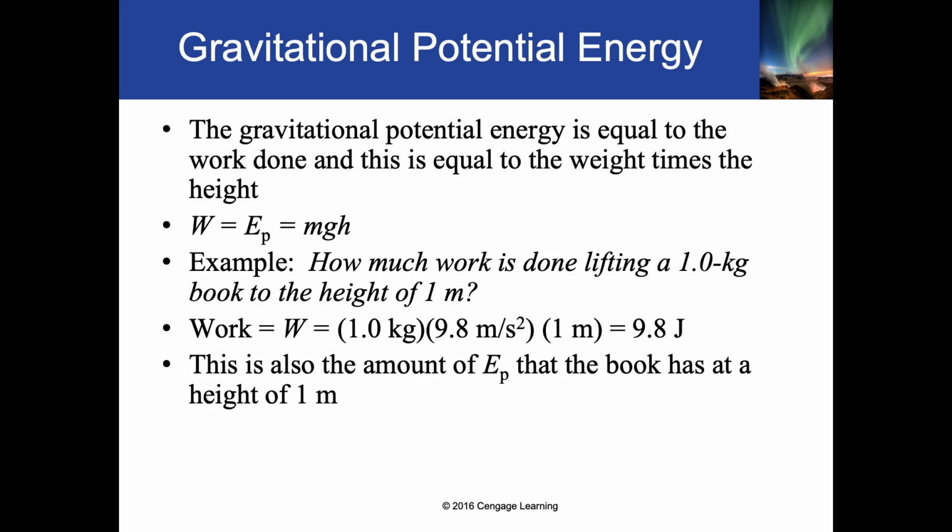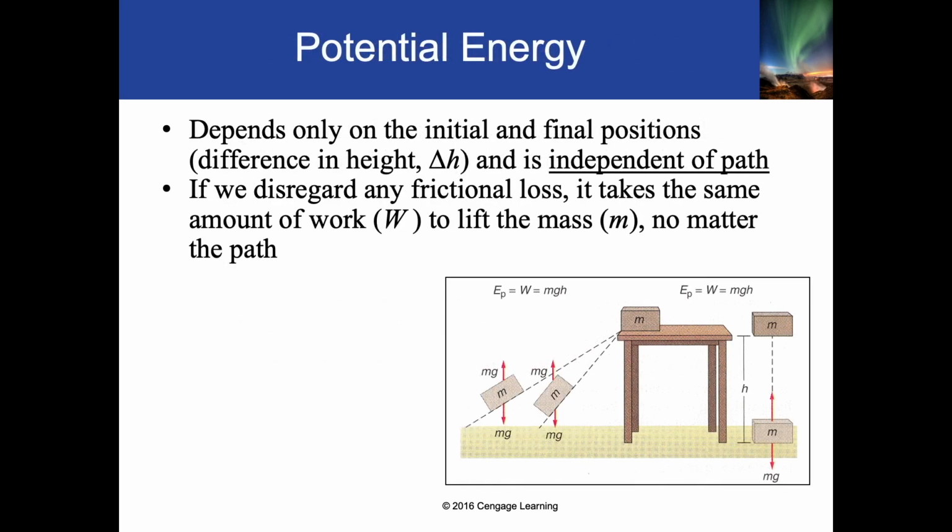All right, so let's look at a picture now. Potential energy depends only on the initial and the final positions, basically the difference in height. It is independent of path, which is what I was saying a second ago. It doesn't matter if it's swaying back and forth as it's going down. All that matters is how high it was when it started, and that it's going to land on the ground.